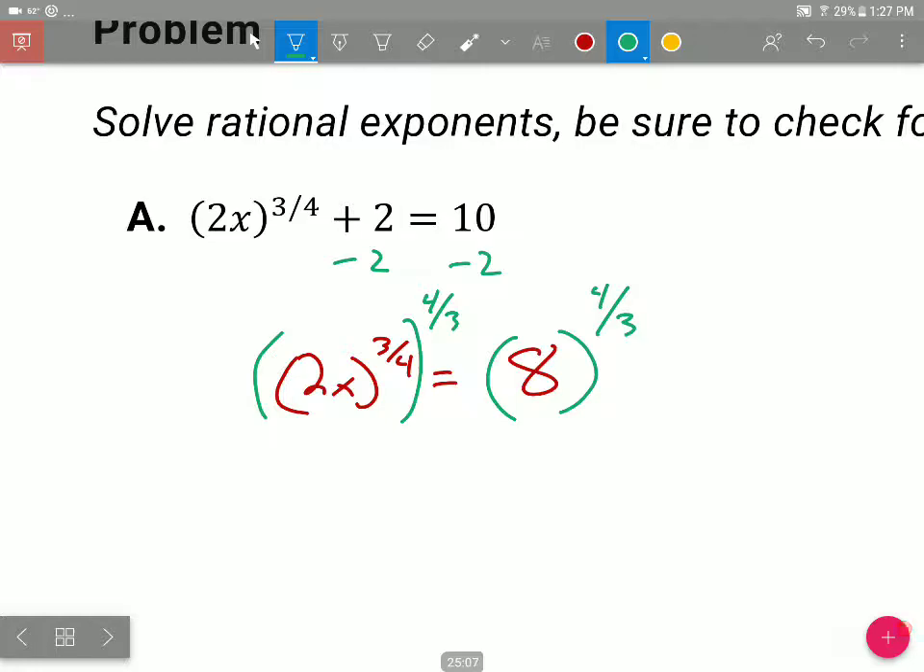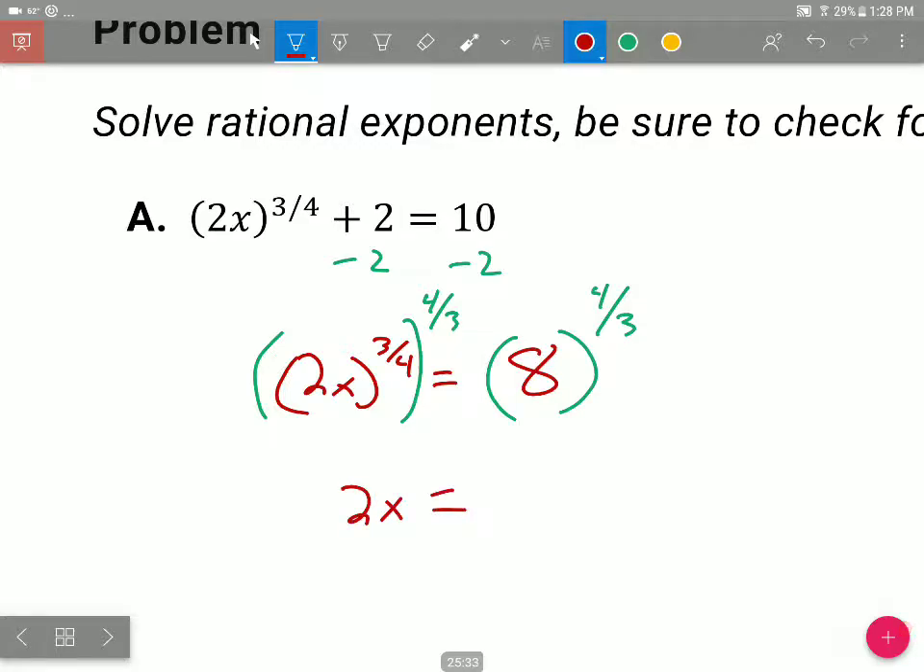The reason being is when you multiply these fractions by each other, 3/4 times 4/3, well, you get 12 over 12, which, what's 12 divided by 12? 1. They essentially cancel each other out. So you just flip it and go. We just flip the fraction. So on the left, you're going to be left with just a 2x.